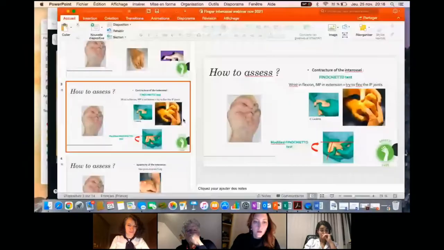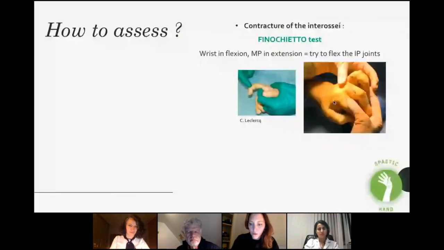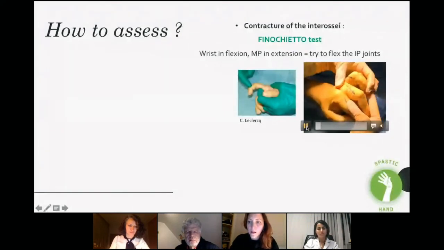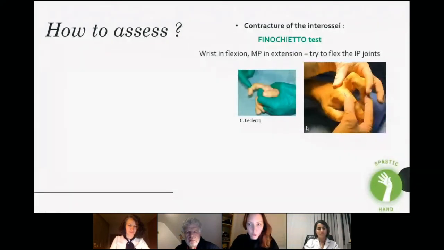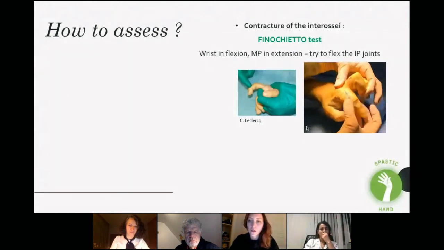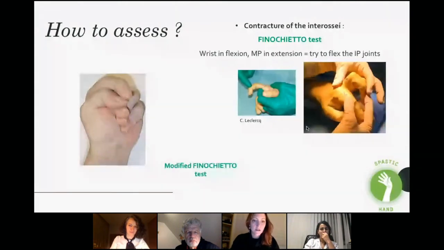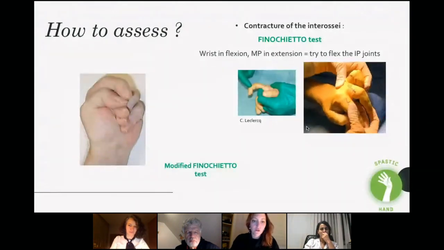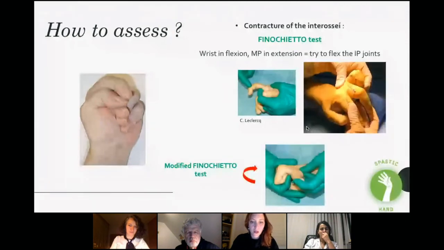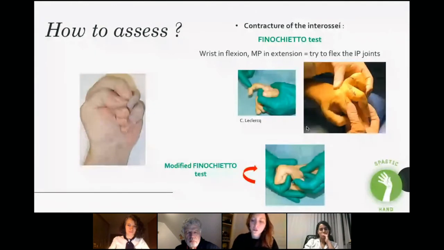Sorry for this. So I was talking about the Finocchietto test, so I'll show you once again the video so you can understand what we're talking about. We try to extend the MP joint and flex the IP joint. If this is impossible, it means that there is a contracture. In this video, there is no contracture. But the problem is in closed fists, it's difficult to extend the MP joint, so we use the modified Finocchietto test. We first flex the IP joint and try to extend the MP joints.